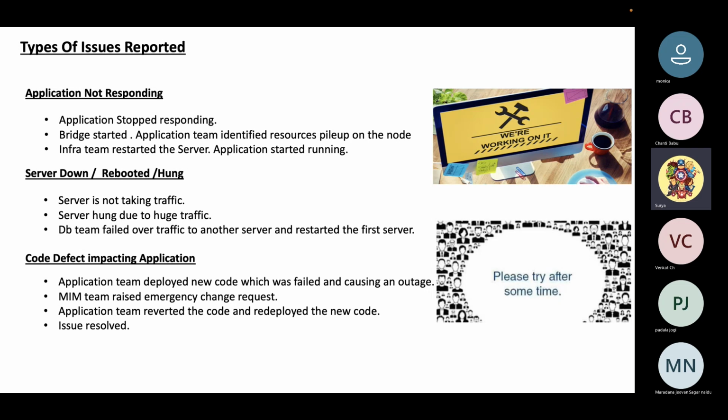So for this, you will receive an emergency change request, ECR. And the application team will immediately not correct the code. They will just revert the code they deployed. So they will come back to the previous version, because the previous version is working fine, right? They will just remove the update they did, deploy the previous code, and the issue is resolved. That's it. If you have any doubts, please let me know here.